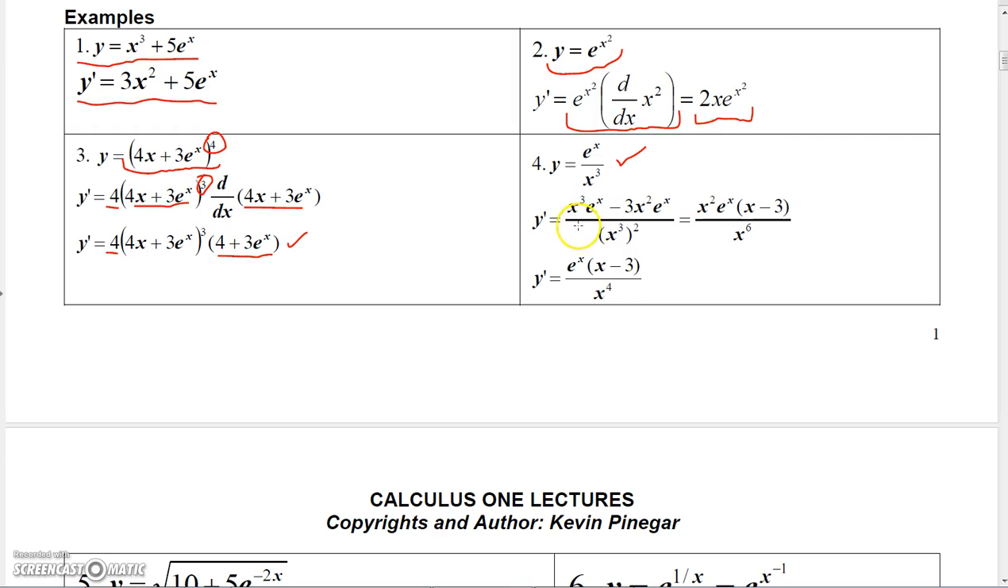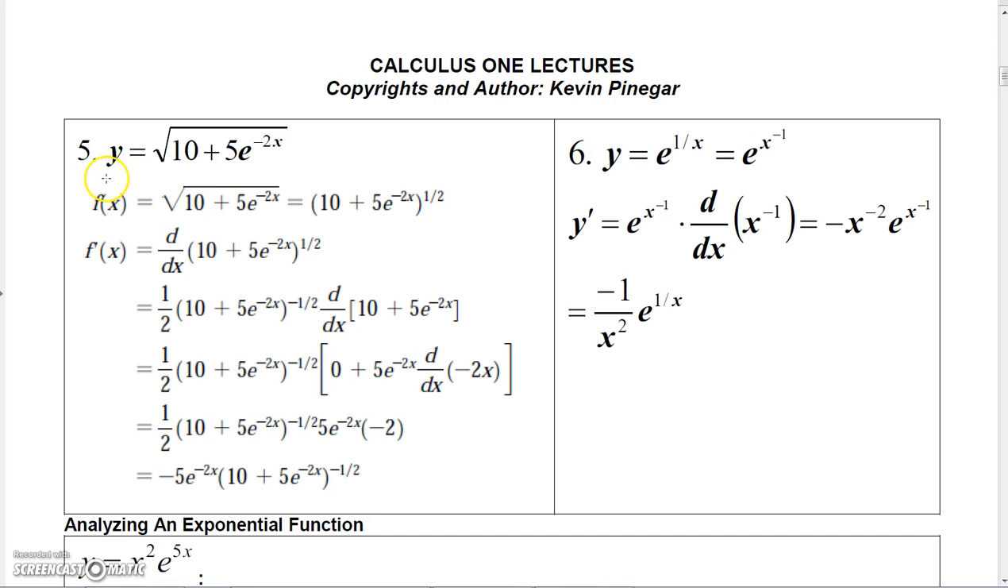Now, you can simplify this. If you factor out x squared e to the x, then you just get x squared e to the x times x minus 3. And then you can actually simplify it even further by dividing x squared into x to the 6th in the denominator and getting x to the 4th. So your final result would be e to the x times x minus 3, all divided by x to the 4th.